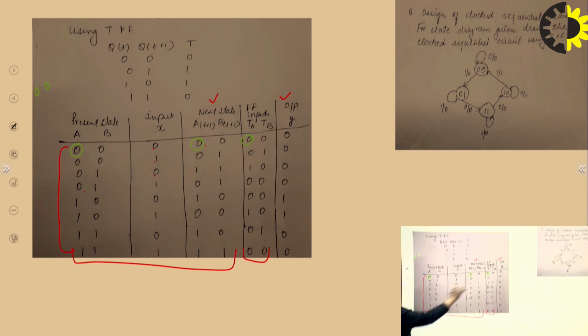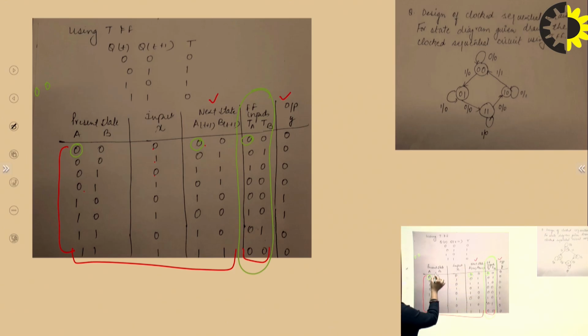Next, the rest of the columns you have already created. So I am creating only this column now. Clear? The rest of the columns are already created by you using the previous table. Now the flip-flop column is what you are creating.